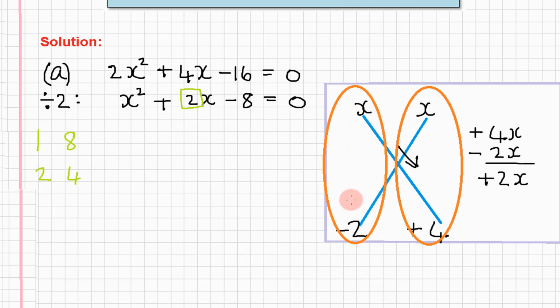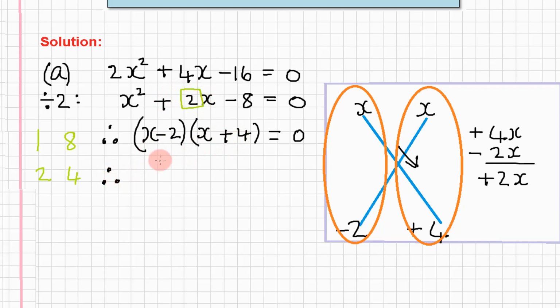So x minus 2 in one set of brackets, and x plus 4 in a second set of brackets. We multiply out mentally to see that we get back the original equation. X times x is x squared. Negative 2 times positive 4 is negative 8. Then we have negative 2x plus 4x is positive 2x.